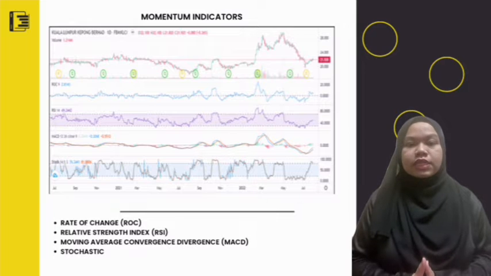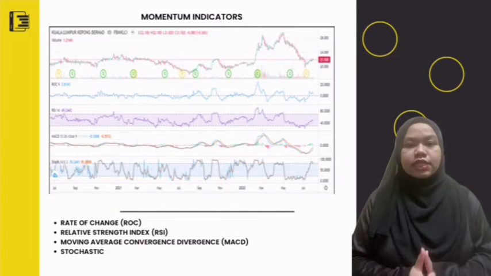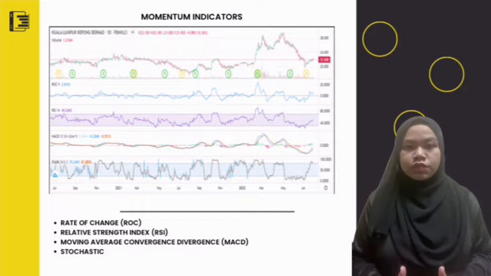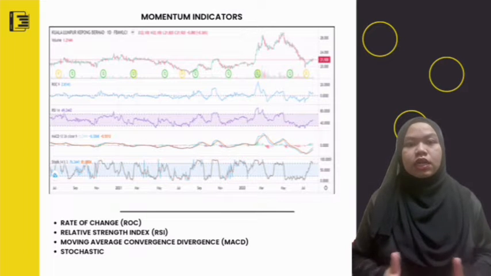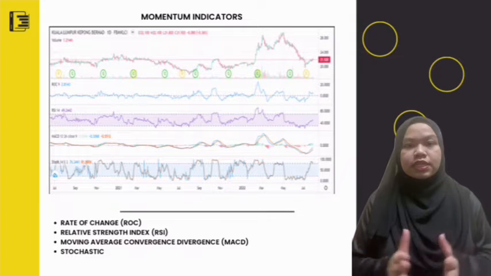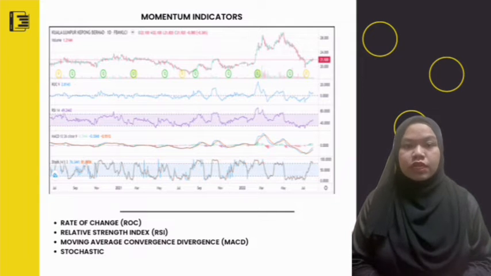So the third momentum indicator is MACD. If the indicator moves below 0.00%, it means it is oversold. This is the signal for the trader to buy the stock. This happened in July 2022.